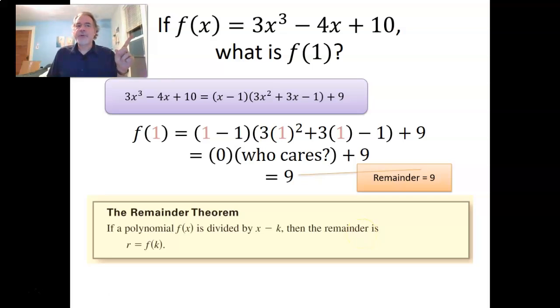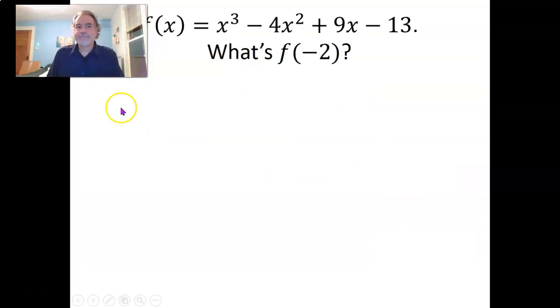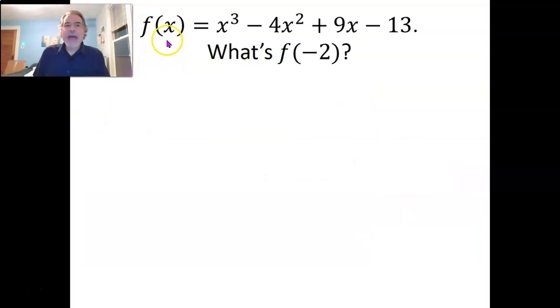So let's look at another example or two to see if we got the hang of what this is saying. So here, f of x is the polynomial function x cubed minus 4x squared plus 9x minus 13. What's f of negative 2? I mean, we could just plug in negative 2 for x and do the calculations, but let's do it using that remainder theorem. The remainder theorem says that f of negative 2 should be the same as the remainder we get when we divide this polynomial by x plus 2.